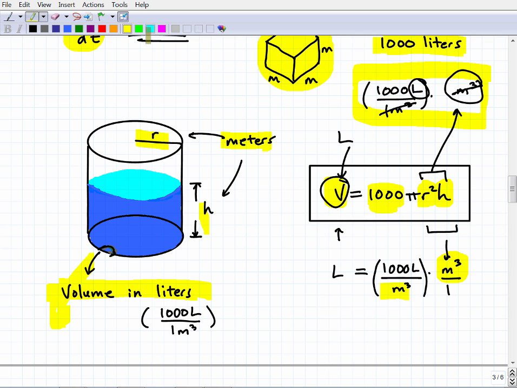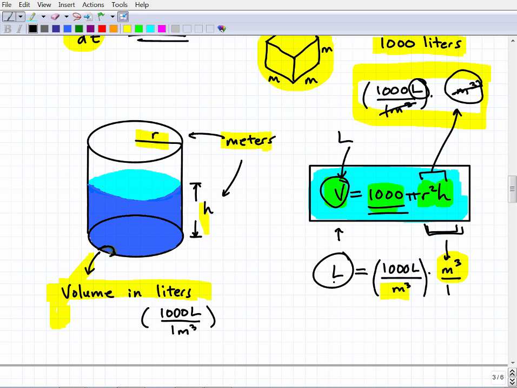So really, the formula we're going to be using is this formula right here. Okay, so the volume in this particular case is not going to be equal to pi r squared h. It's going to be volume is equal to 1,000 pi r squared h, because we have to specifically account for this being in liters and our radius and height measurements being in meters. So we have to multiply by that 1,000, that conversion factor, so everything corresponds.